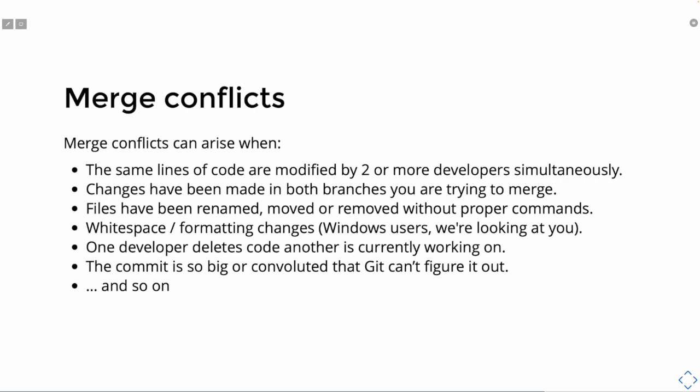If the commit is so big and convoluted that Git can't figure it out, particularly if the commit references code that is out of date and is well behind the main, this is why it's good to keep those commits short, those issues short, and frequently merged. And there's a whole bunch of other things that can trigger a merge conflict.